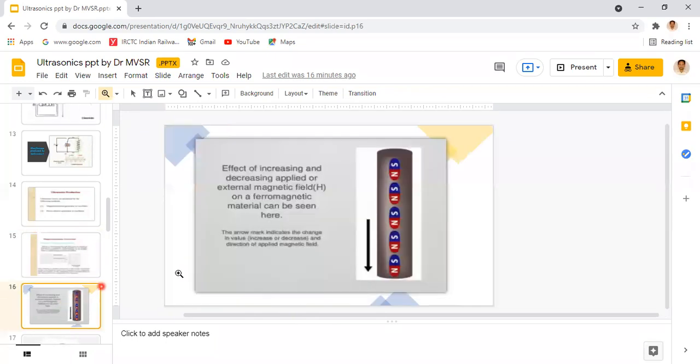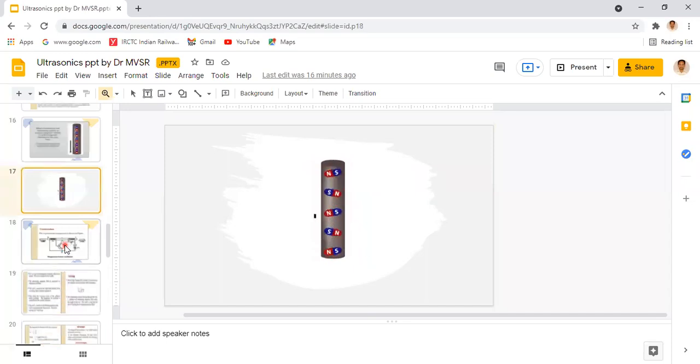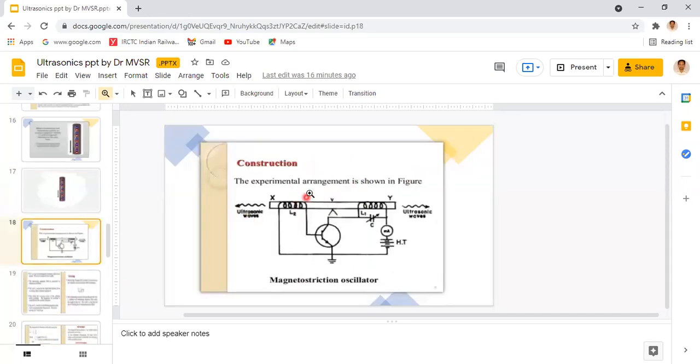Coming to the next picture, the effect of increasing and decreasing the applied external magnetic field on a ferromagnetic material can be seen here. In the next picture, we will see the animation of the rod expanding or contracting along its length. Coming to the next picture, this is the construction and working of the magnetostriction method.